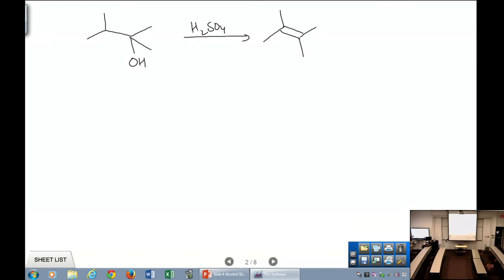Now the mechanism for this, right, so we're going to draw out H2SO4, well most of it, right, so we need the H and the SO4H. Your lone pairs on your oxygen are going to attack the proton of the sulfuric acid. You're going to push the electrons over onto the SO4. So that's going to give you your protonated alcohol.